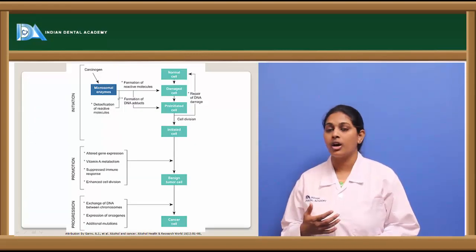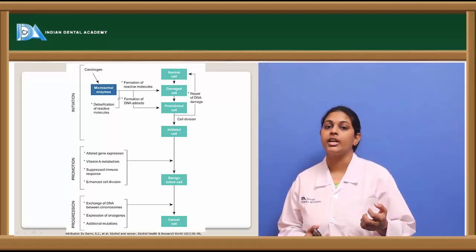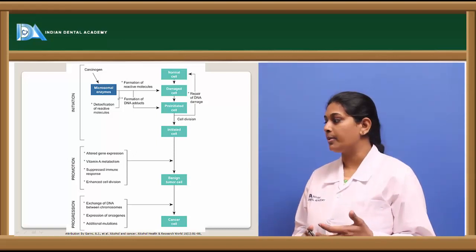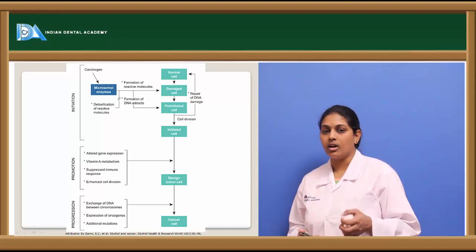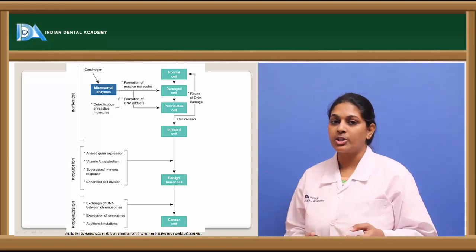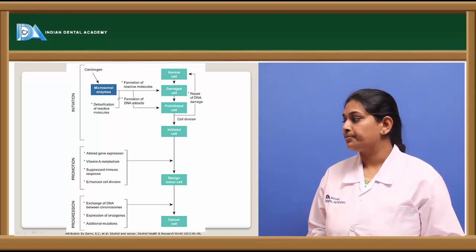So what happens for a cancer cell to be formed, starting from the initiation stage to the promotion stage and the transformation stage or the progression stage, is demonstrated in this flow chart. That is, when a cell is exposed to a carcinogen, there will be transformation by the microsomal enzymes, that is the enzymes which are present within the cell.